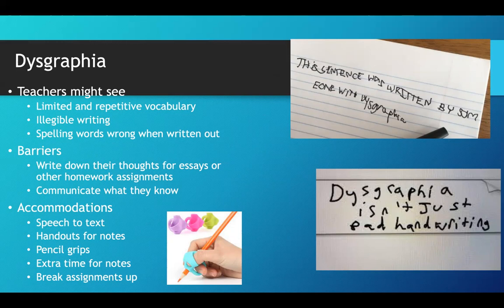Some accommodations is speech to text. Let your students use technology. Let them just vocalize what they know, and that way they don't get frustrated with writing. Use handouts for notes. Let them maybe copy what they're reading. Let them have instructions written out that they can just read. Pencil grips are a great way because it just has their hand focused instead of always trying to wiggle the pencil around. Keep extra time for notes if they're having to copy down, and break assignments up. Break it down into step 1, step 2, step 3, kind of thing.